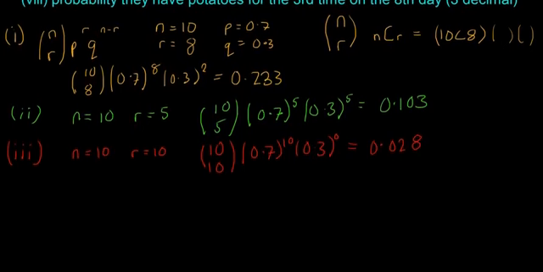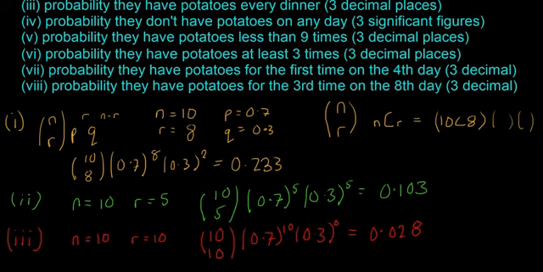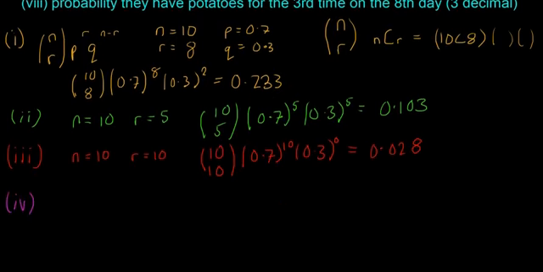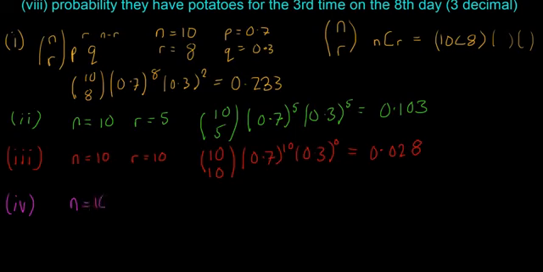So I'm going to have to scroll down now. There's not going to be enough space to squeeze it in every time. We'll go to part 4. And in part 4 they said, I'll just scroll back up, the probability that they don't have potatoes on any of the days. So it's just that one there. The squiggle is probably a bit unnecessary, but anyway. So in this case, n is equal to 10, so it's still 10 dinners, and r is equal to 0. So there's no successes or they have no potatoes. So 10 choose 0, and it's going to be 0.7 to the power of 0 and 0.3 to the power of 10. And in this case, the answer is going to be quite a small number.